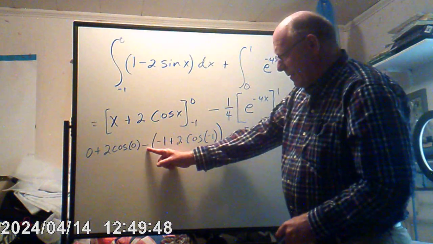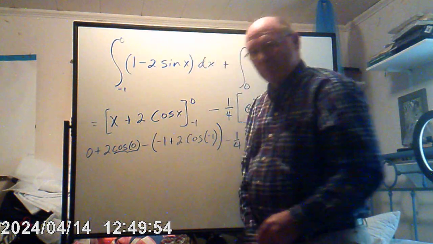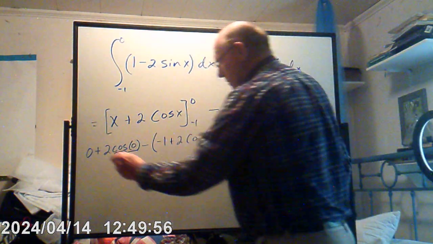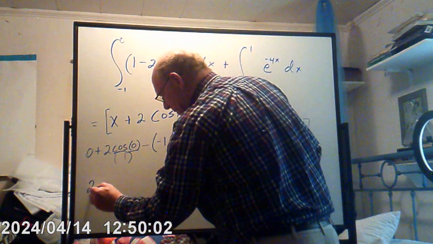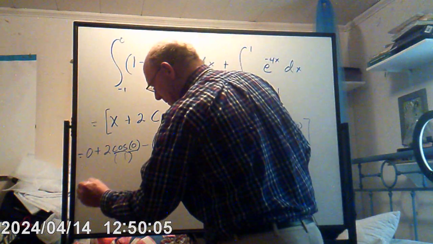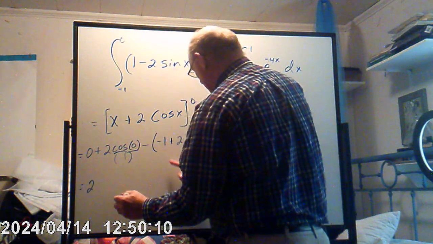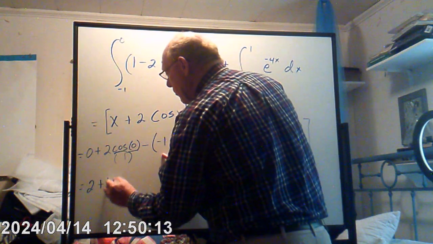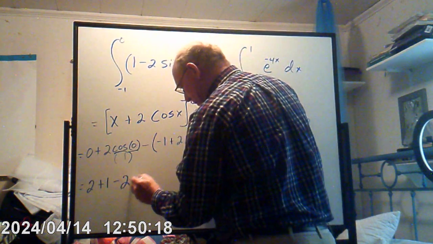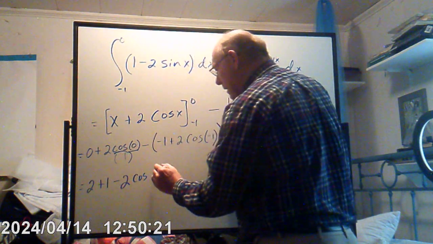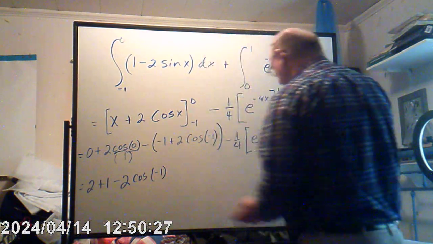I'm going to distribute the minus sign here. Anybody remember what cosine of 0 is? Yeah, that's right, it's 1. So here it is, 2 times 1. 2 times 1 is 2, so equals 2. Minus a negative is plus 1. I'm going to go ahead and distribute this negative, so plus 1, minus 2 cosine of negative 1. Now just leave it like that for the time being.